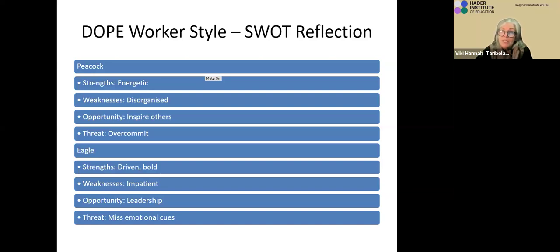The eagle, strengths, driven and bold. Weaknesses, impatient. Opportunity, leadership, and threat, miss emotional cues, just fairly myopic. So kind of don't notice other things because they're headed that way. So even a strength is a weakness if it's too much of it. So what we look for is balance.